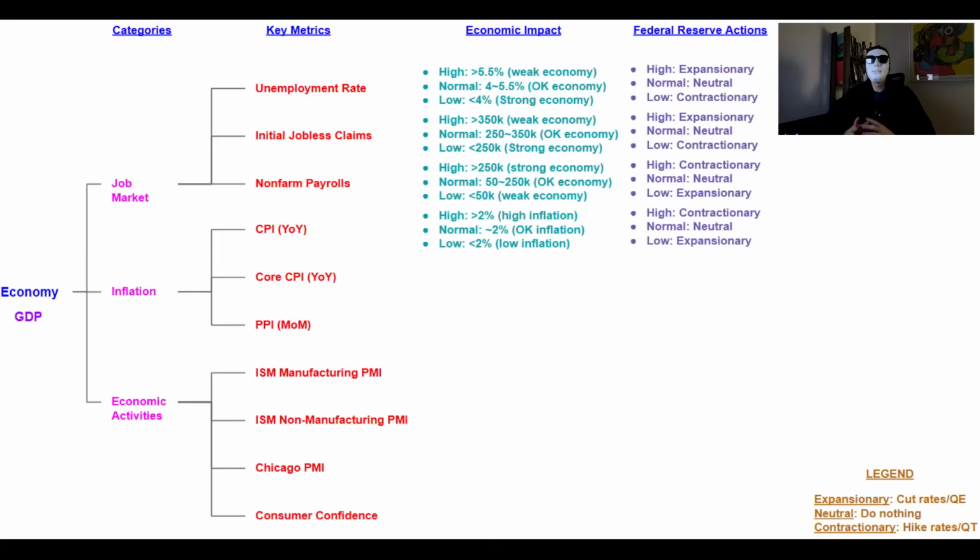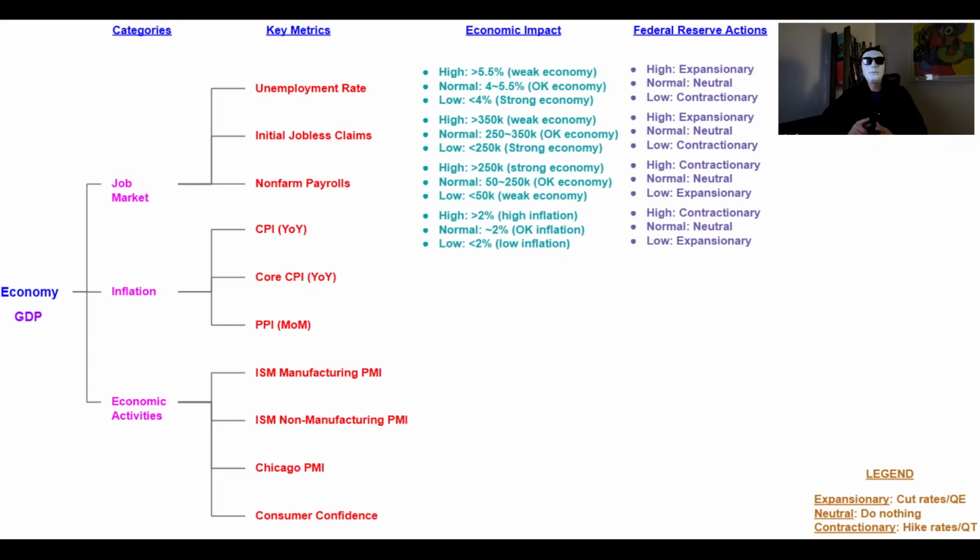Okay, now moving on to core CPI. Just like CPI, I would look at this on a year-over-year basis. The difference between CPI and core CPI is that from the CPI, core CPI removes the price levels of food and energy. The reason this metric strips out food and energy is because food and energy are the most volatile items within the components of CPI.